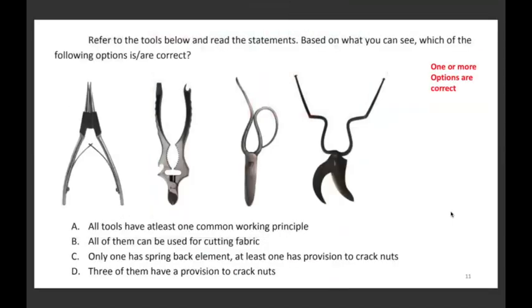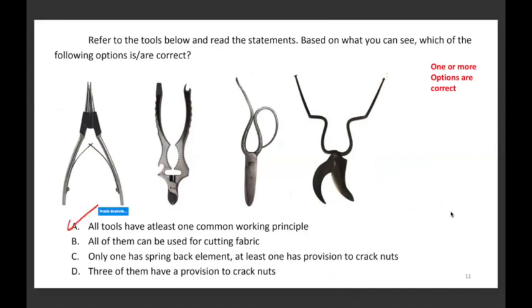Refer to the tools below and read the statements. Based on what you can see, which of the following options is or are true? We are given here 4 tools. We have to identify which of the options is or are true. First, all tools have one common working principle. Yeah, that is obviously C.